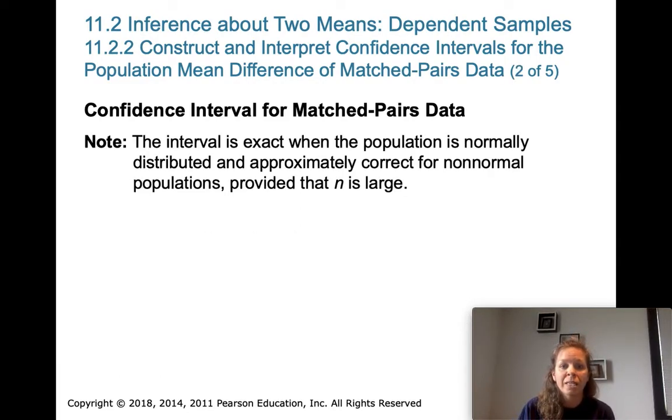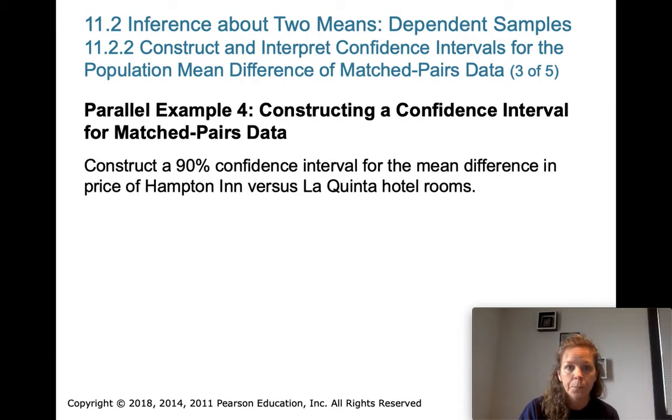So the interval, it says, is exact when the population is normally distributed. It's only approximately correct if it's not normally distributed, and we need large N. Large, again, is kind of relative, but we tend to think of at least 30. So we have a small sample here because we only did 10 in each group. So we would have to hope that the population is pretty normal.